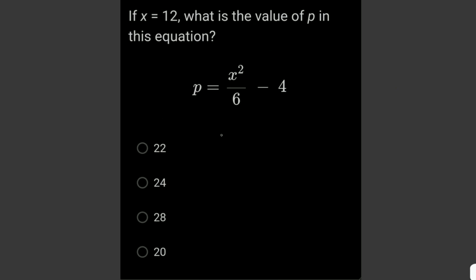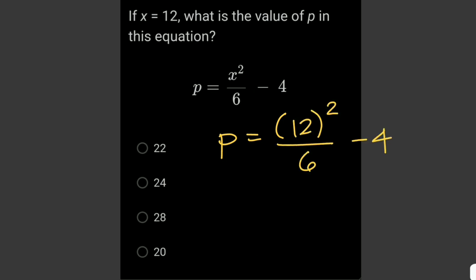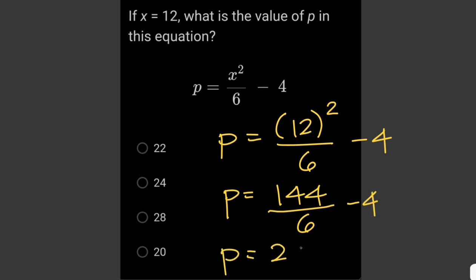So let's do that. p equals x squared, so that would be 12 squared over 6 minus 4. And 12 squared is just equal to 144 divided by 6 minus 4. Okay, 144 divided by 6 is equal to 24. And 24 minus 4 is just equal to 20. Therefore, the value of p is 20.